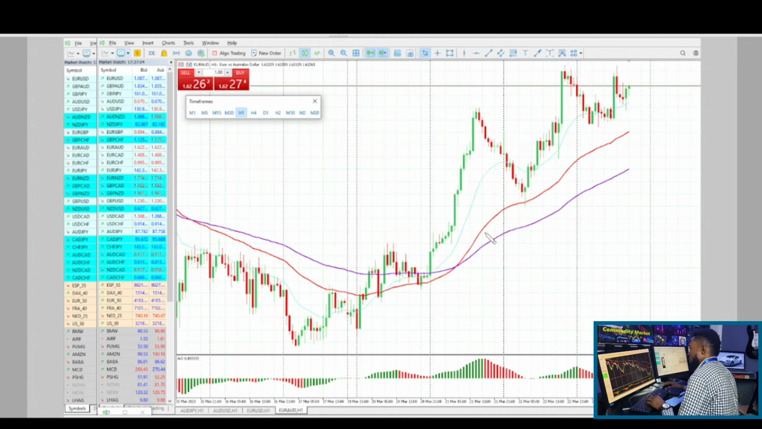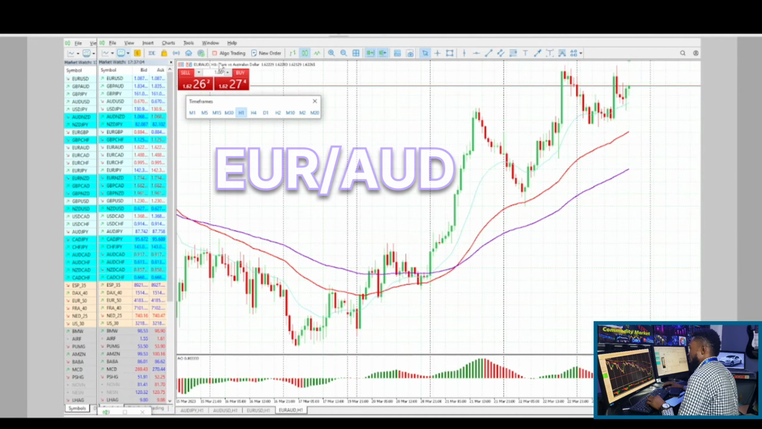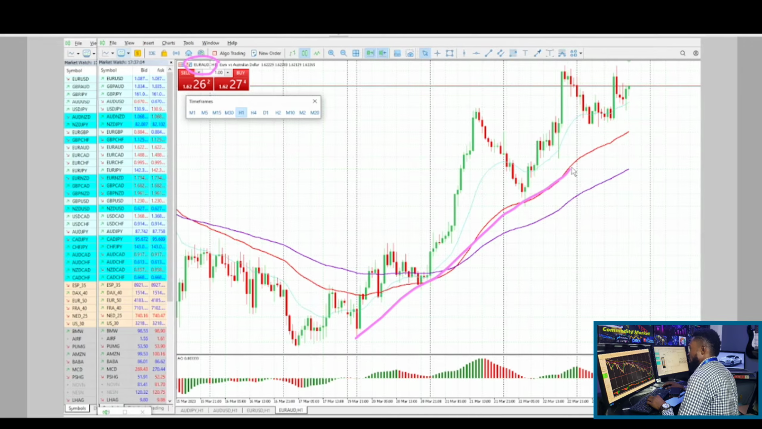The next pair we also looked at on the currency trade meter was the Euro AUD. As you can see, when I opened the chart, this was the chart. I saw that the market was also trending upwards, and it was bouncing. But I was here. This was the time I was trading.